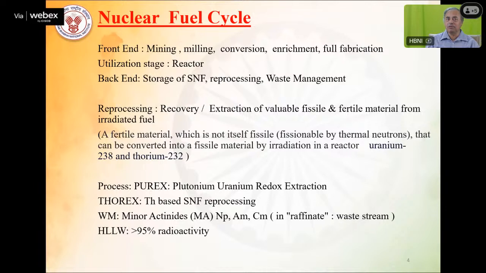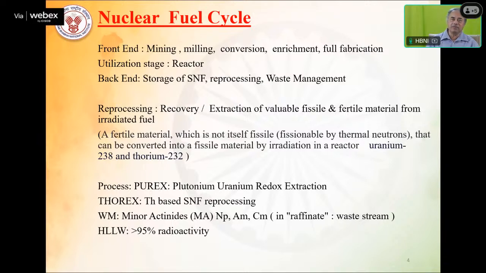So we will be able to recover the unutilized portion of the uranium, and plus in the reactor, uranium-238 gets converted into plutonium-239, which is a fissile material. So we can extract out that plutonium-239, uranium-238 from the spent fuel. That operation is called the reprocessing.